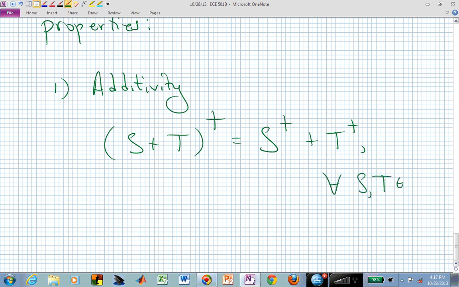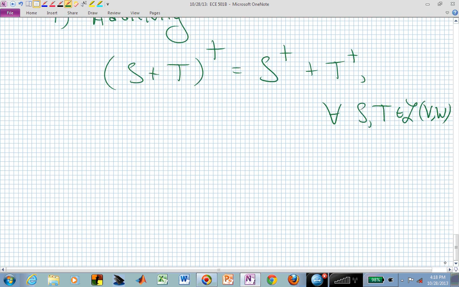Now, what do you know has to be true? These have to be maps between the same inner product spaces, V and W. So S and T both have to belong to this set of linear maps, V and W. You can't be dealing with maps between different vector spaces or inner product spaces and adding them. It just doesn't make sense. They have to be compatible, as if we were talking matrices.